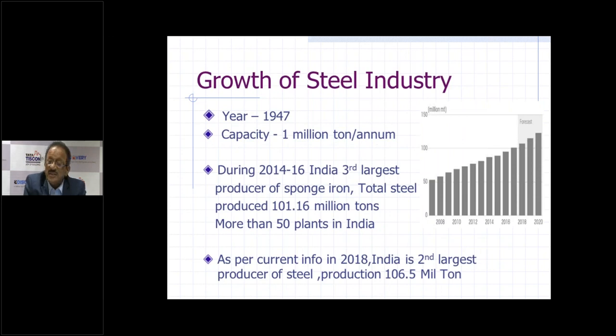We will see how steel industry has grown in India first. In 1947, when India got independence, the manufacturing capacity on pan-India basis was only 1 million ton per annum. And if you talk about recent development, during 2014 to 16, India was third largest producer of sponge iron, and total steel produced in India was around 101 million tons, and we had more than 50 plants in India then. And as per the latest current information, in 2018, India is second largest producer of steel, and production figure is 106.5 million ton. This is the I think interesting statistics we should have at the back of the mind.